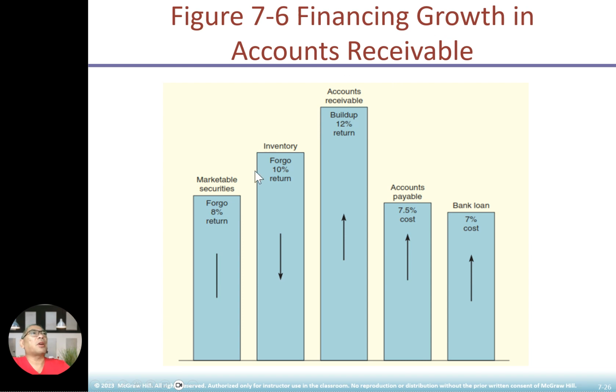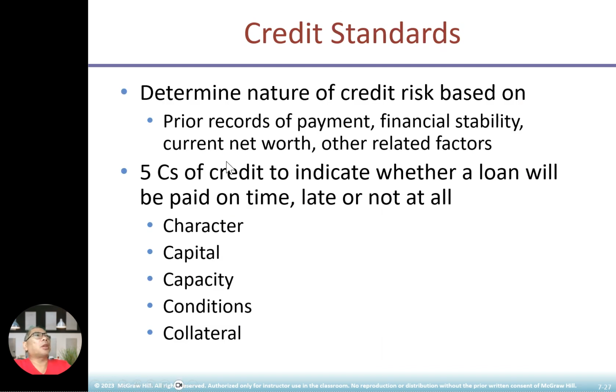Financing growth in terms of accounts receivable: from market to security return, let's say 8% here. Inventory is 10% for the return. Accounts receivable 12%. Compare cost 7.5%. Bank loan about 7%. So what are the things that we're going to do?